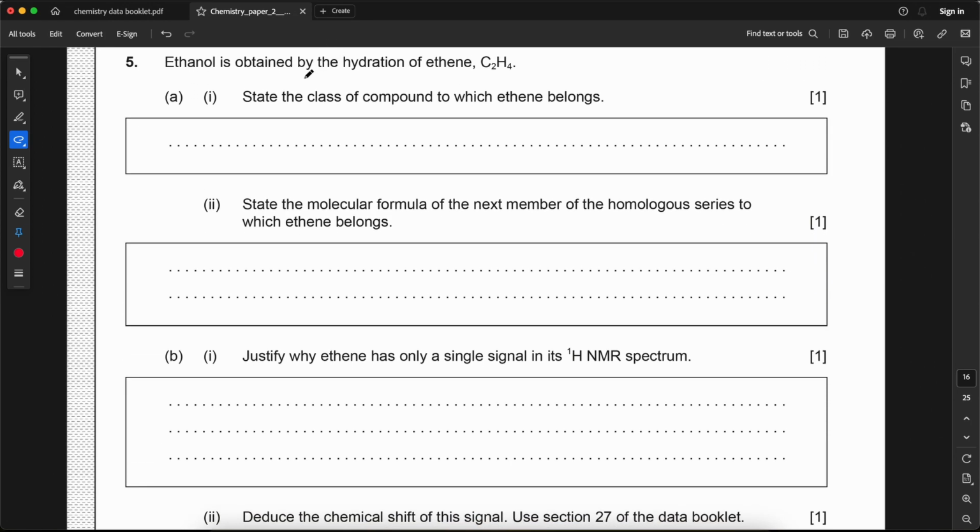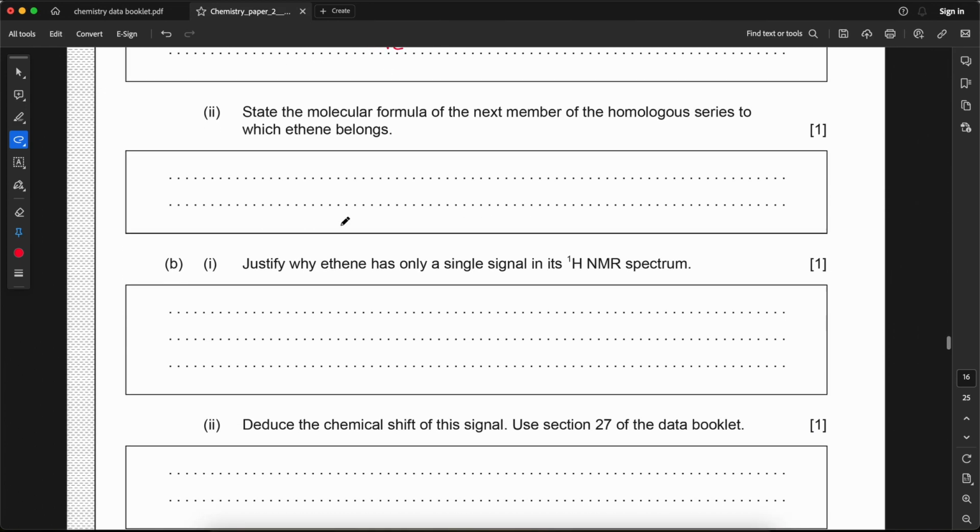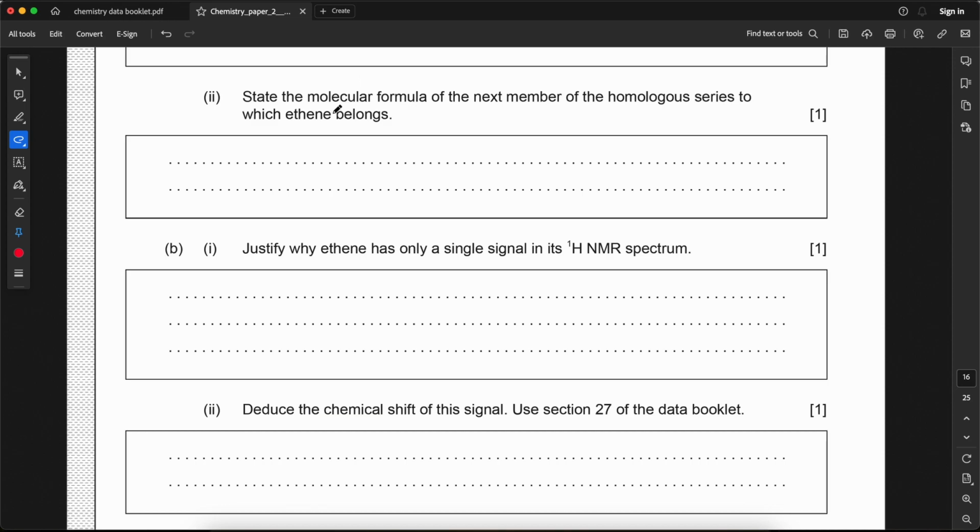Ethanol is obtained by the hydration of ethene, C2H4. State the class of compound to which ethene belongs. It is an alkene. State the molecular formula of the next member of the homologous series to which ethene belongs. Ethene is C2H4. The homologous series differs by CH2. If you add CH2, that would be C3H6. So the molecular formula of the next member is C3H6.